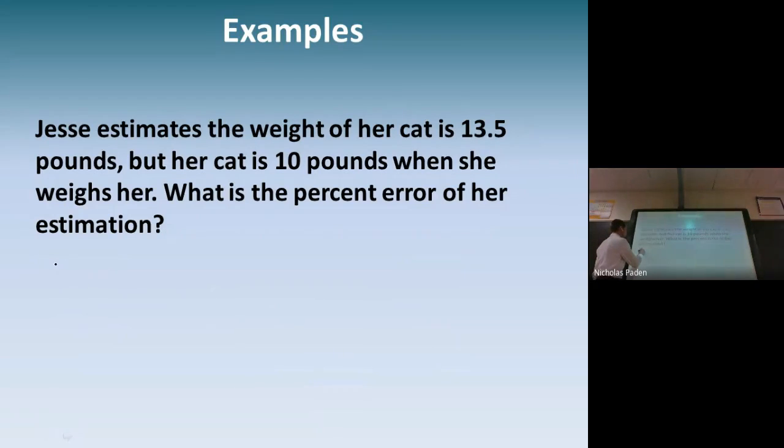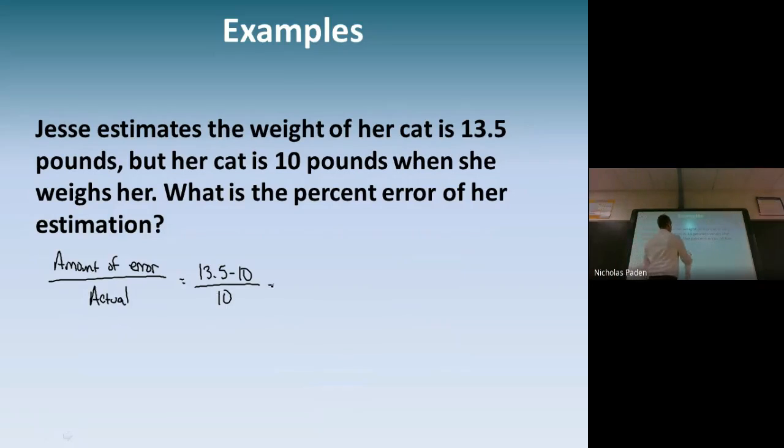All right, so the amount of error on top, and then our actual amount on bottom. Amount of error would be 13.5 minus 10. And that's going to be over the actual amount. And the actual amount would be 10. She is actually 10 whenever she weighs her. So whenever we subtract this, we get 13.5 minus 10, which would be 3.5 over 10. Okay, and then we'll go ahead and divide that.